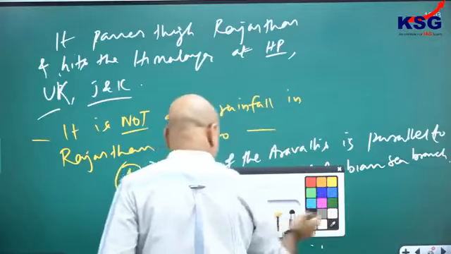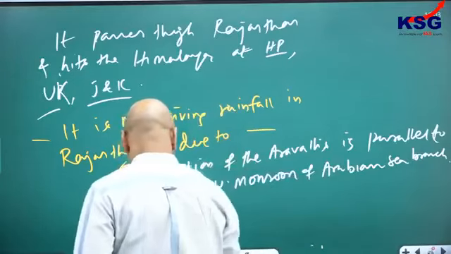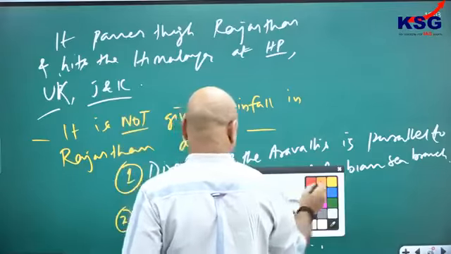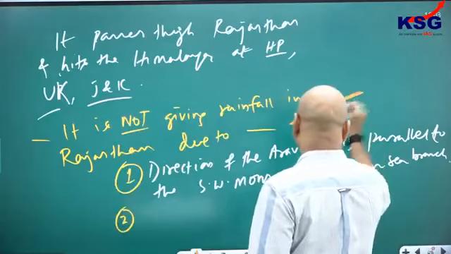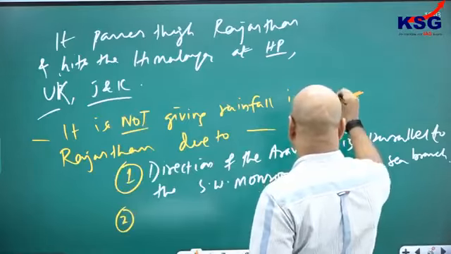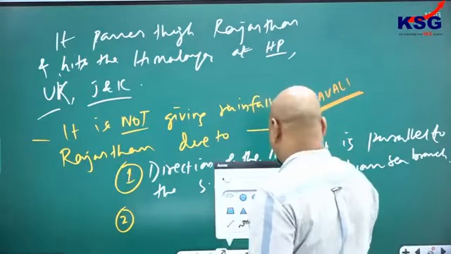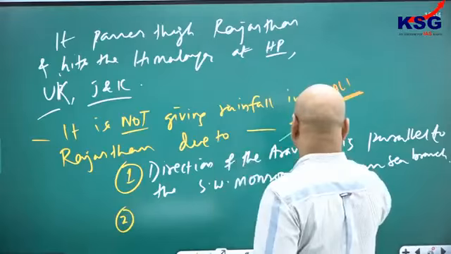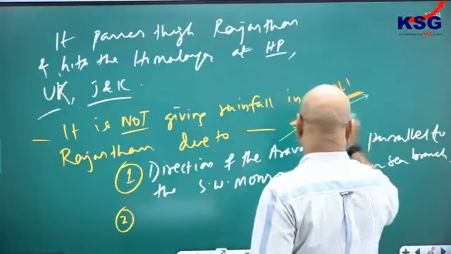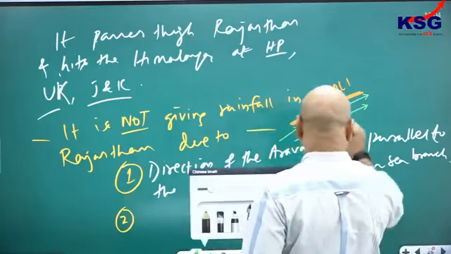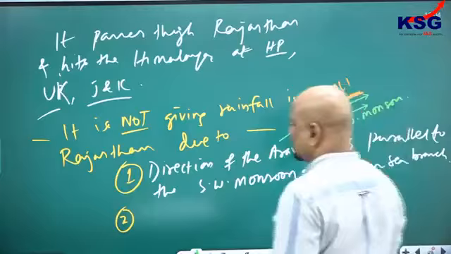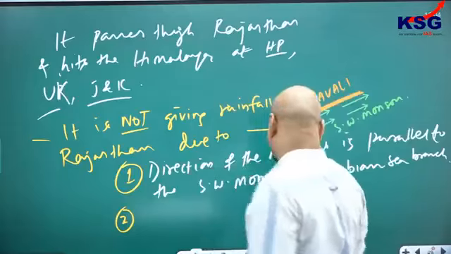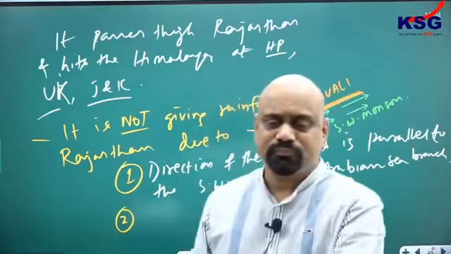Pahla point ye, you must remember this. If the Aravalli is like this, then this wind is also blowing, this is the southwest monsoon, blowing in this particular direction. Southwest monsoon of the Arabian Sea branch is blowing in the same direction, in the same orientation.